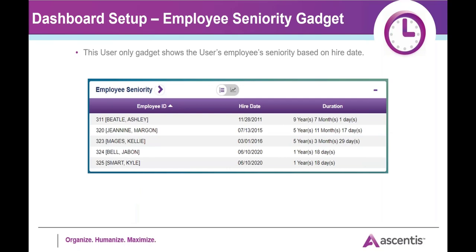Employee Seniority is a user-only gadget. So this will look at the individual user's access to employees and then calculate the seniority based off of their hire date. And what's nice about this one is that each of the headers are sortable. So right now it's clicked on employee ID and it's showing me in order. But if I wanted to click on the duration, I could click here and it would resort my employees to show me people who have worked here the least amount of time or people who have worked here the most amount of time.